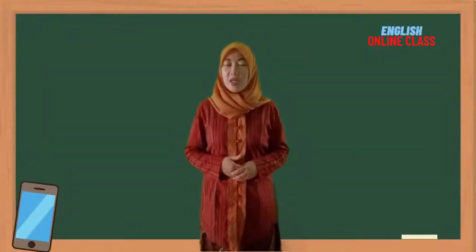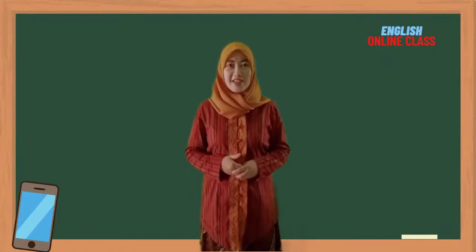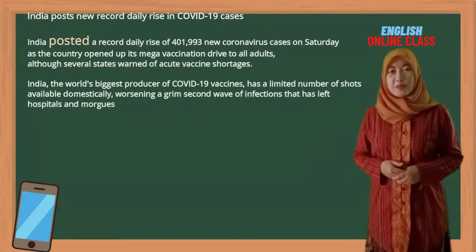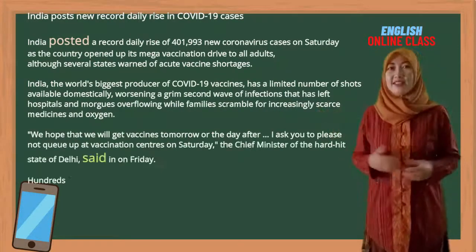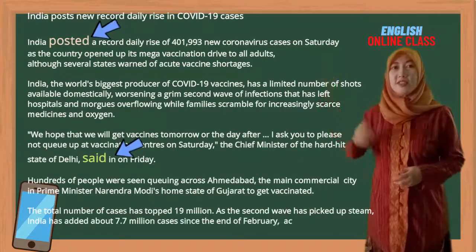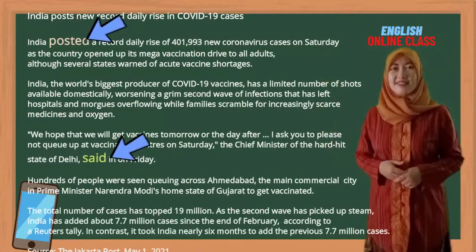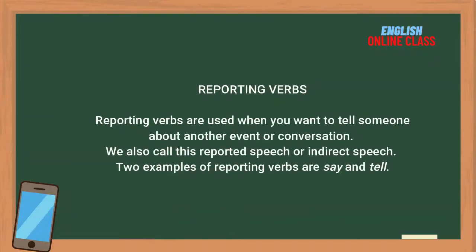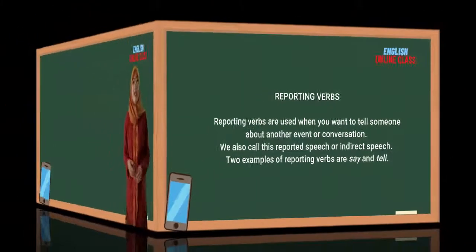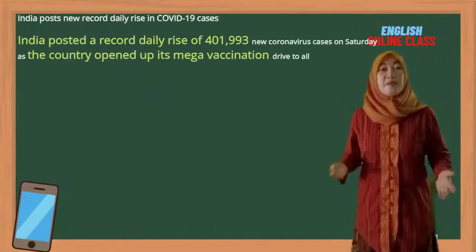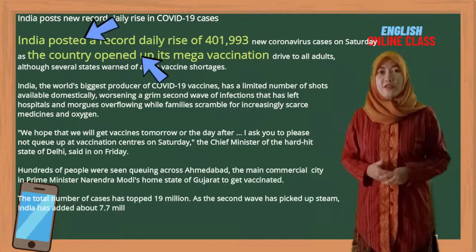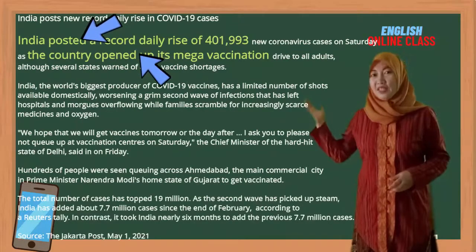Now, let's find out about the language features of news item text. The first language feature is reporting verbs. We can see from the text, the examples are posted and saved. The second language feature is simple past tense. It is usually indicated by the use of the verb 2. Let's take a look at the example.